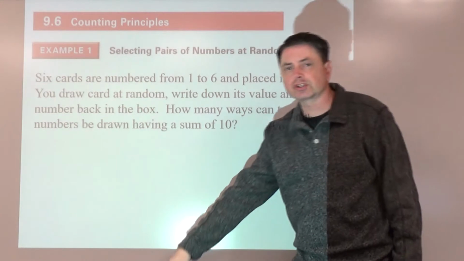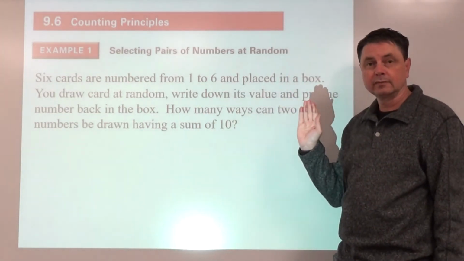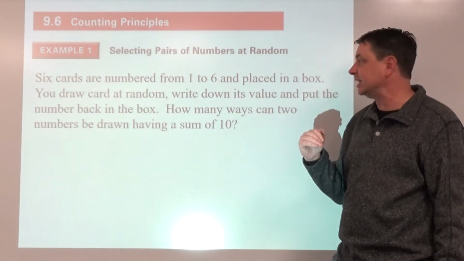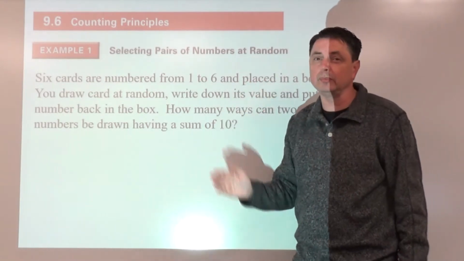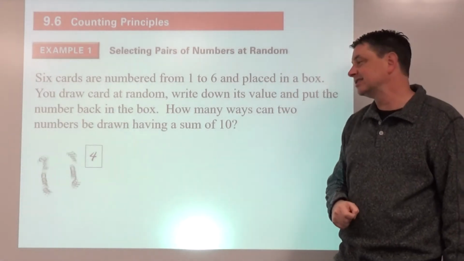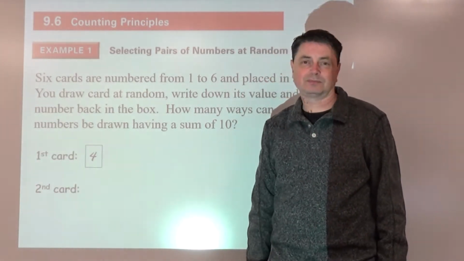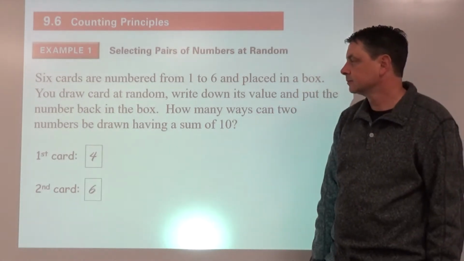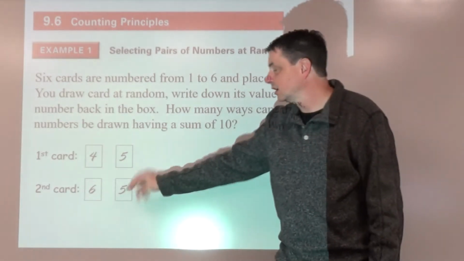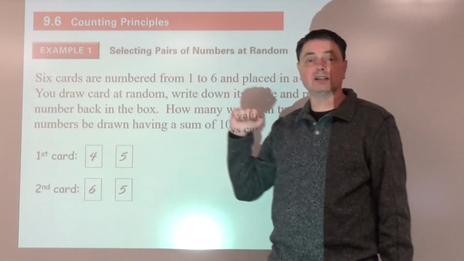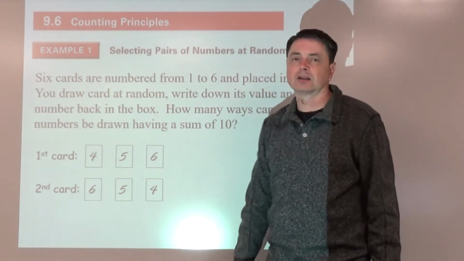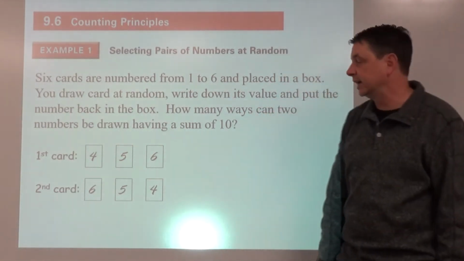So let's think about the first card that we pull out. Could it be a 2? Well, if it's a 2, then the next one's going to have to be an 8. There are no 8s. So the first card cannot be a 2. But the first card could be a 4, in which case the second card would have to be a 6. We could draw the first card being a 5, and since we're putting it back in, we could get the 5, the same card, again. We could get a 6 on the first card and a 4 on the second card. So there are 3 possible ways that this can happen.